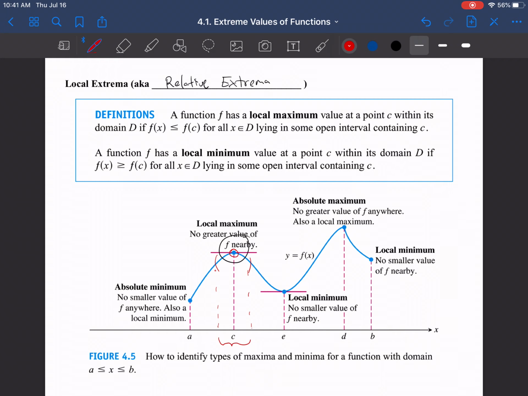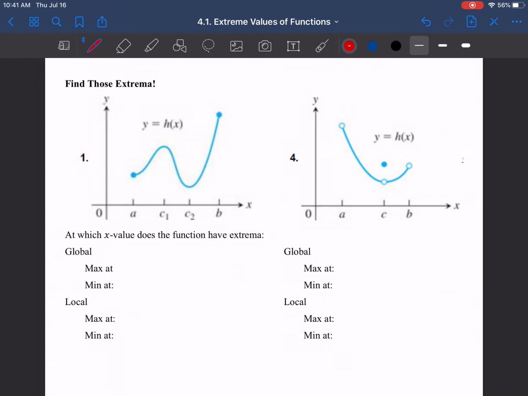Okay, all right, so let's take a look here. Let's find those extrema. At which x value does the function have an extremum? Let's look at global. Well, when do we have a global maximum on this first graph here? Well, that's going to be right there. That's going to be our global max.